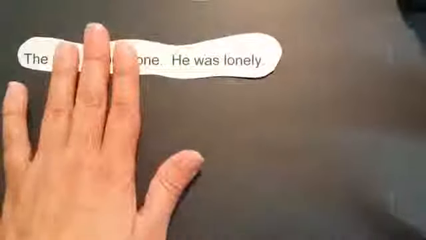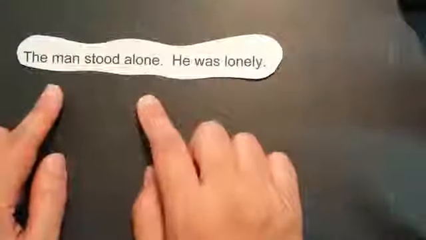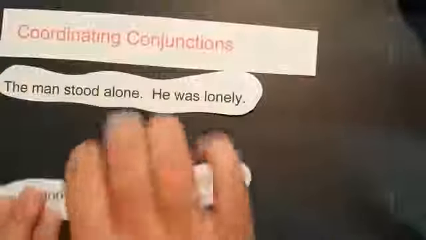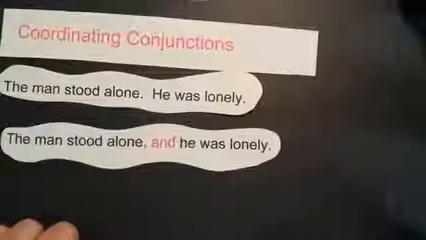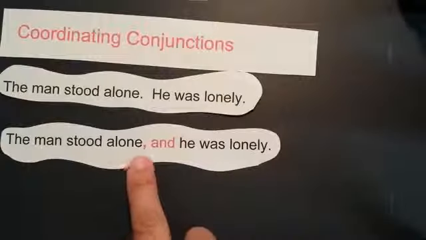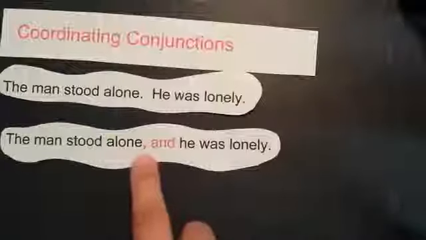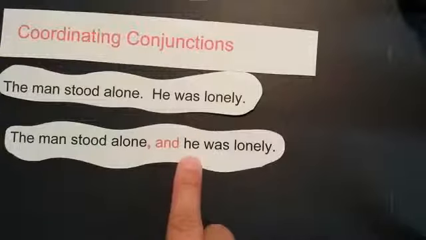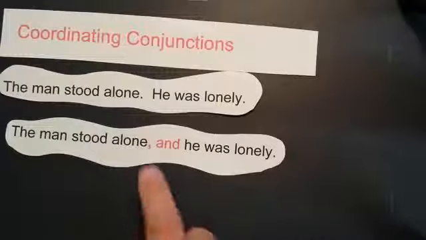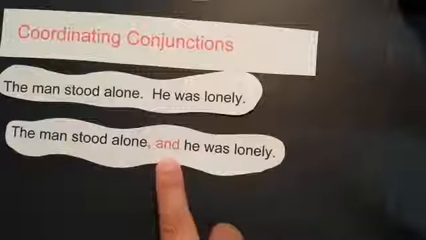Now, let's say you have two independent clauses that you want to put together because, let's face it, this is kind of boring. The man stood alone, he was lonely. Whoop-de-doo. But if we use a coordinating conjunction to combine the two independent clauses, then we have a much more interesting sentence. The man stood alone and he was lonely. Notice the placement of the comma. Anytime that we join two independent clauses together, we separate them with the comma and a coordinating conjunction.